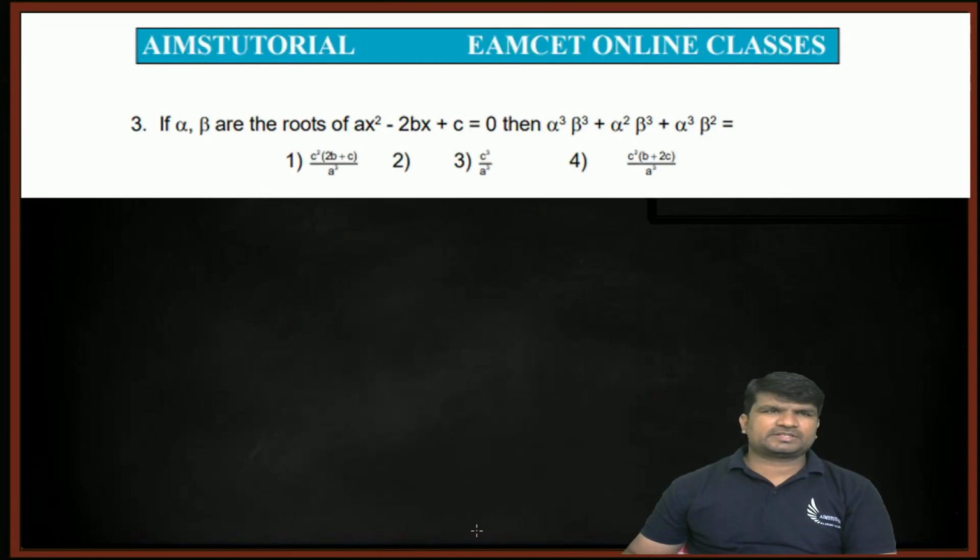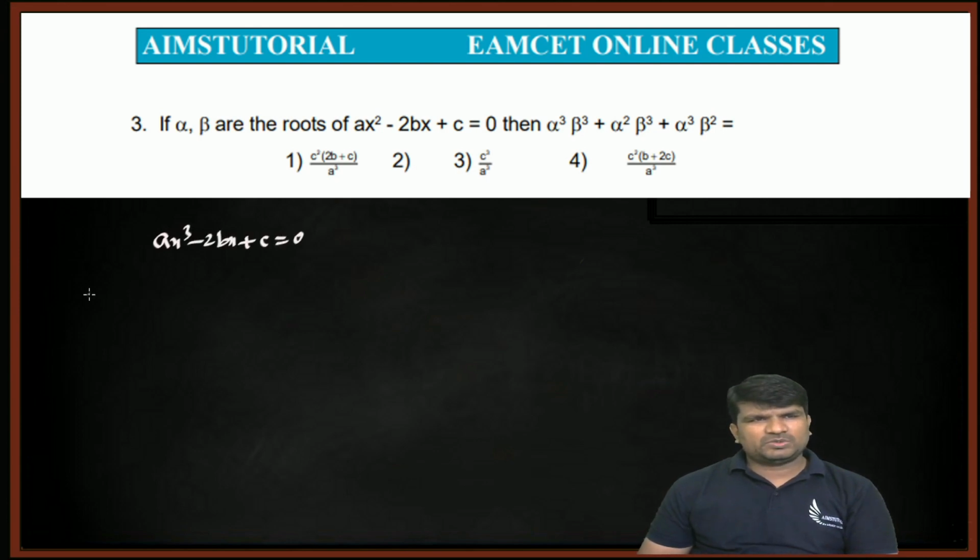Now the next question is, if alpha, beta are the roots of ax square minus 2bx plus c equals 0, then find alpha cube beta cube plus alpha square beta cube plus alpha cube beta square. So first write down the given equation, ax square minus 2bx plus c equals 0. What are the roots? Alpha and beta. So the sum of the roots alpha plus beta, formula is minus b by a. The actual formula is minus b by a, but here the x coefficient is already minus 2b, so it is 2b by a. And alpha into beta, the product of the roots, is c by a.